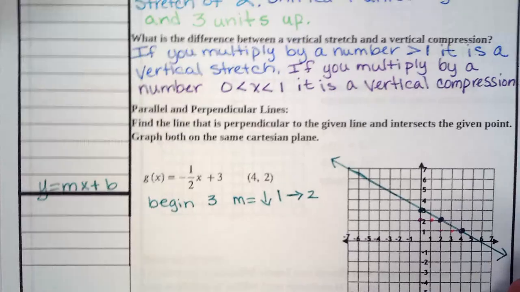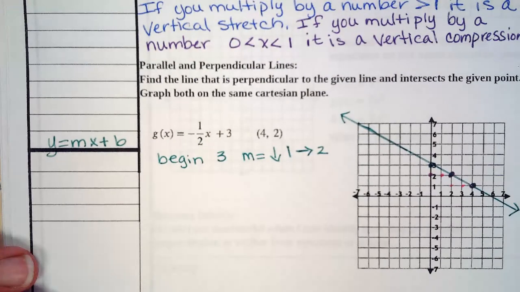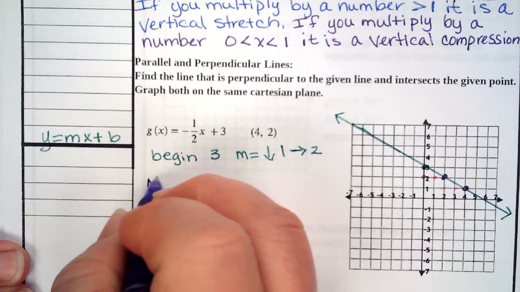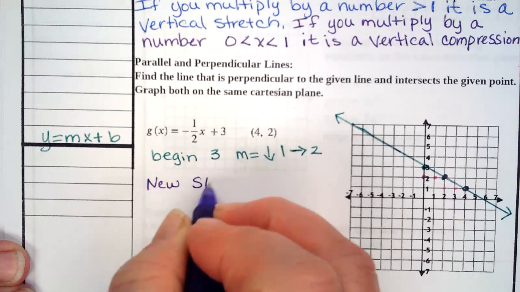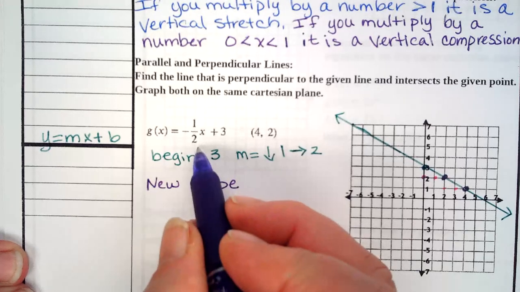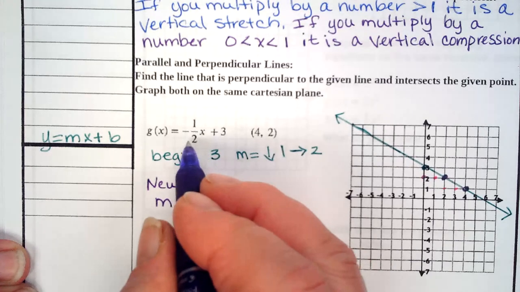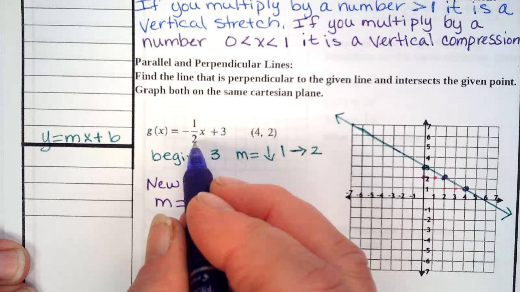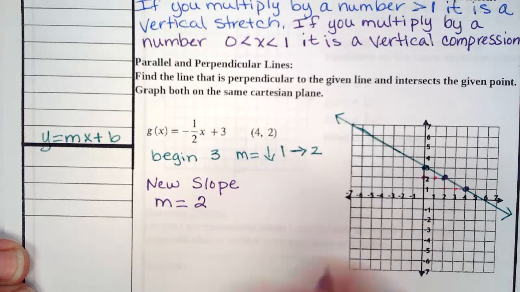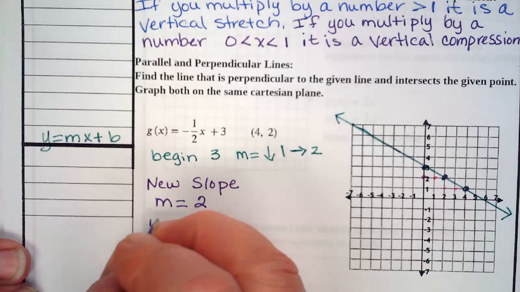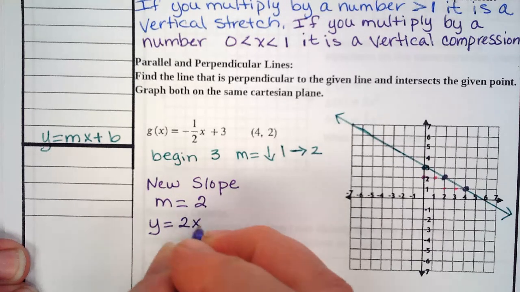Okay, how do I get the line that is perpendicular? What kind of slopes do perpendicular lines have? Well, they are opposite reciprocals. My original is -1/2. My new one, the opposite of negative is positive. The reciprocal of 1/2 is 2. I'm going to substitute that in to my equation. Y is equal to 2x plus b.